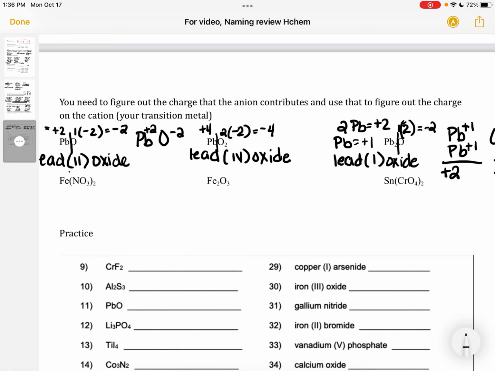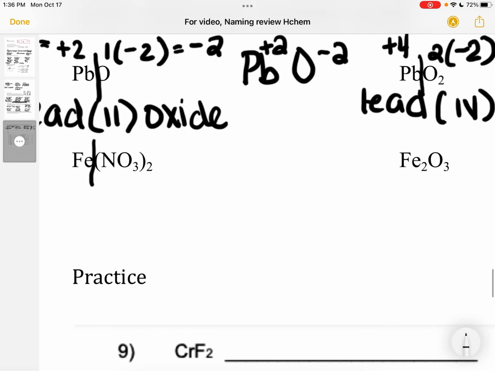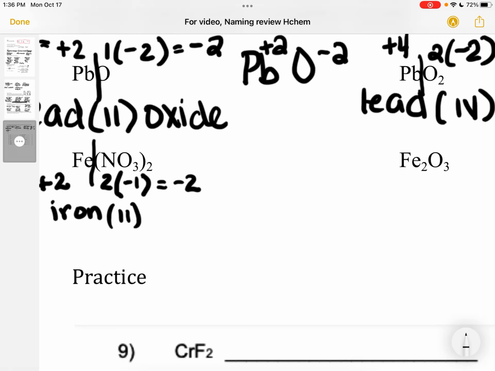Here I have iron and a nitrate, and we have 2 nitrates. Each nitrate is a -1, and I can tell that by looking at my polyatomic sheet. So it's a -2 on this side. That means on this side, my one iron has to equal a +2. So this is going to be iron(II) nitrate.